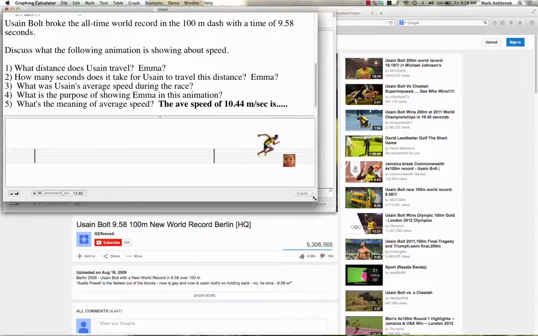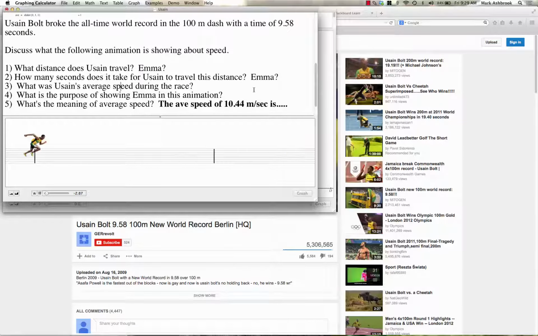What was Usain's average speed during the race? 10.44. What's the point of showing Emma? She's staying at a constant rate. What was someone over here saying? He ran different speeds, but she ran at a constant speed. What constant speed did she run? 10.44, you see? So that number, 10.44, since it's just one number, what kind of speed is it?